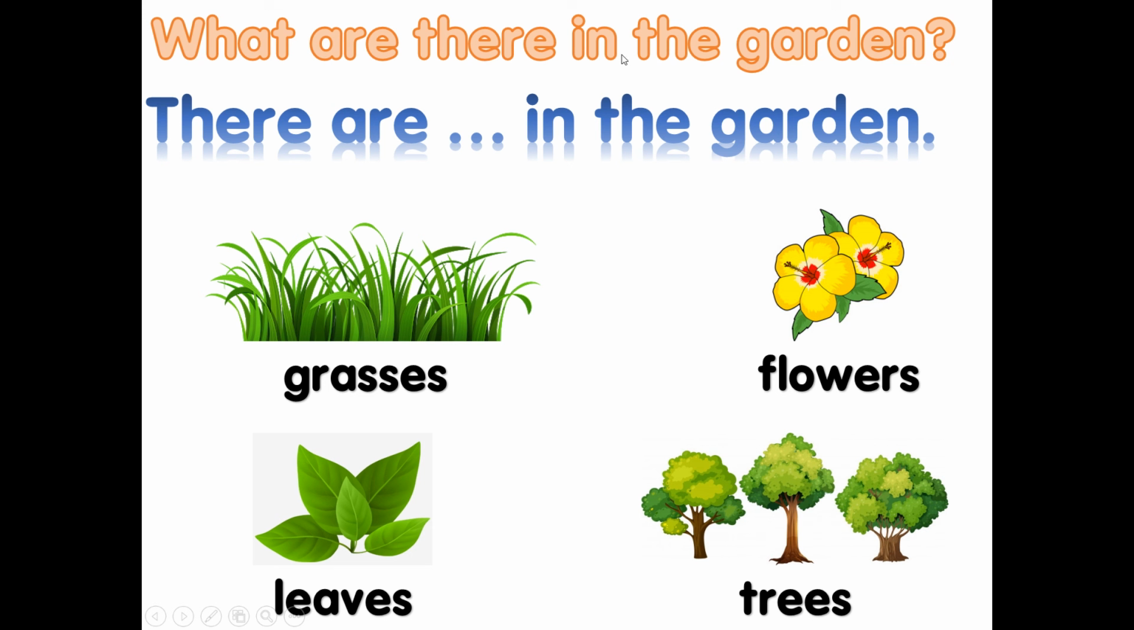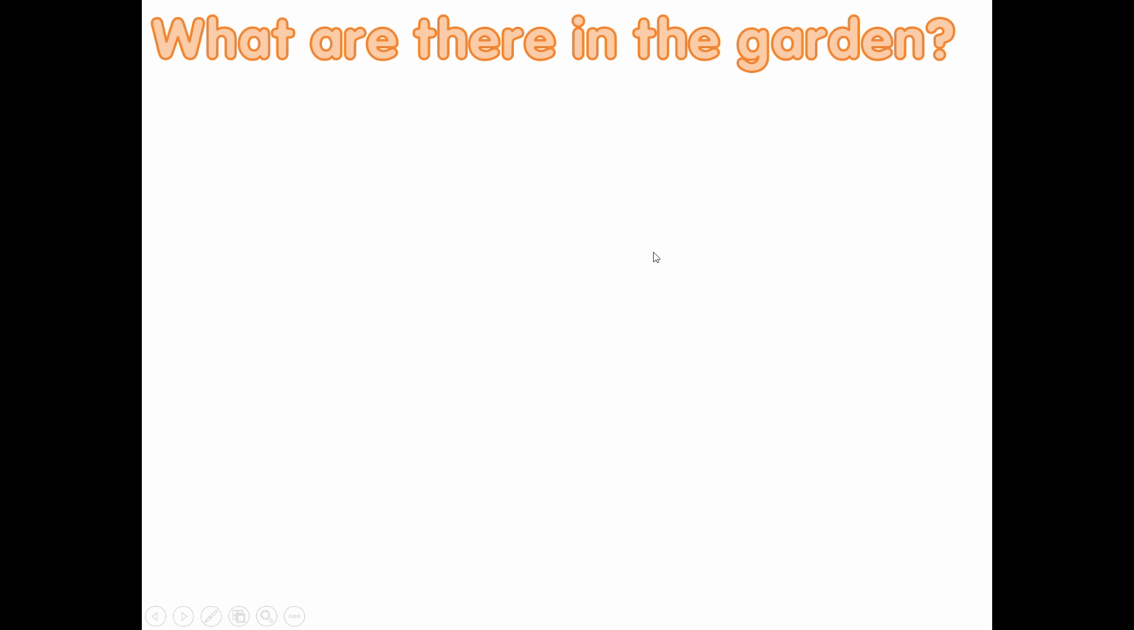What are there in the garden? There are grasses in the garden. What are they in the garden? There are flowers in the garden. What are there in the garden? There are leaves in the garden. What are there in the garden? There are trees in the garden. Very good.